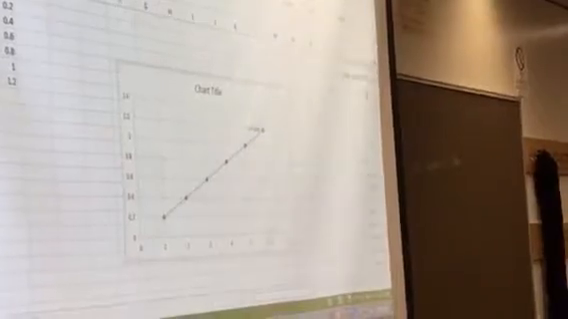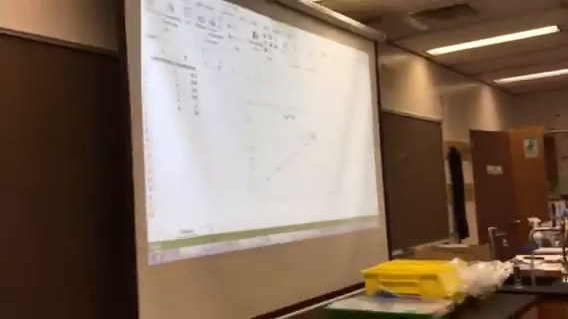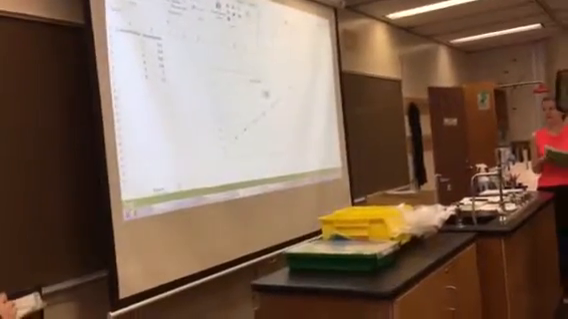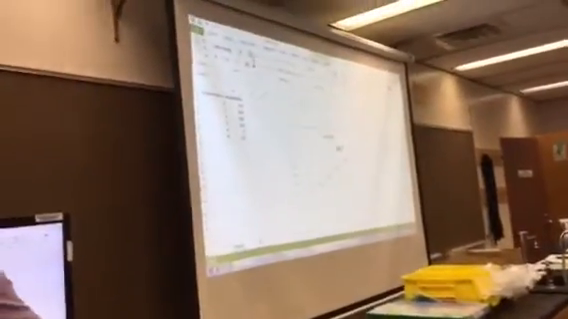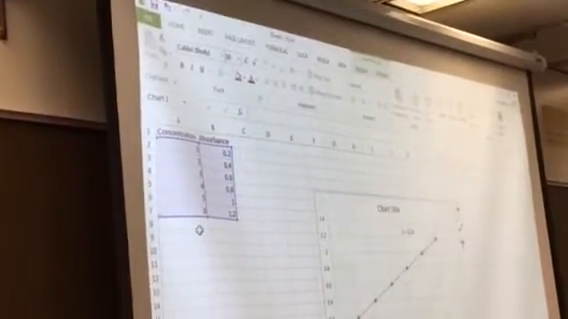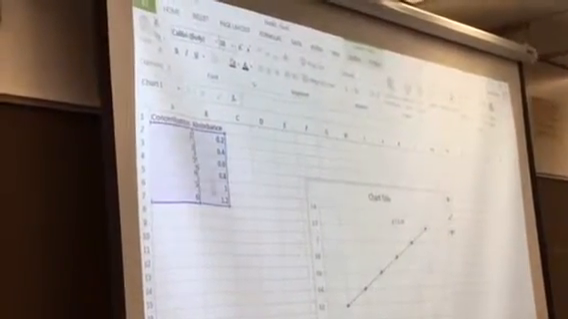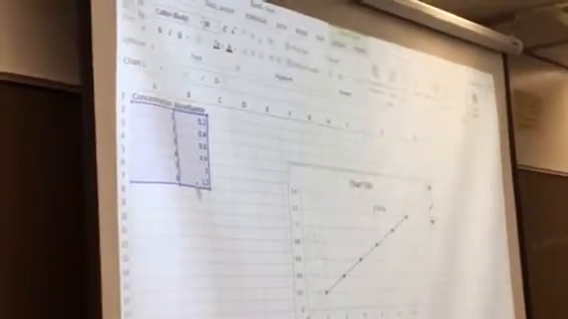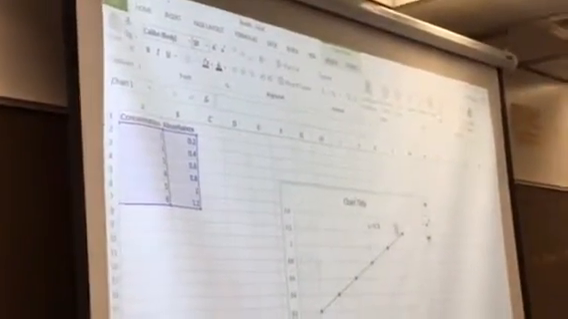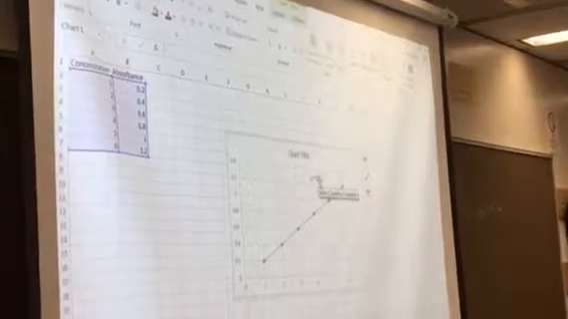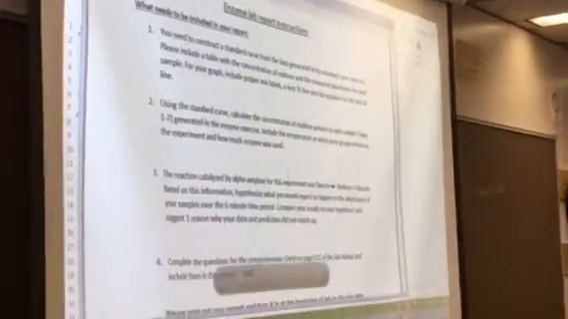How many graphs are we supposed to have? 1. So you have your coordinates already. And you can make this bigger. You have your values. You have your absorbance. You have your concentration. So all you need to do is set it up like this in an Excel spreadsheet. Highlight them both. It puts the points there. You add the trend line. Format the trend line. Get your equation. So that is part 1.